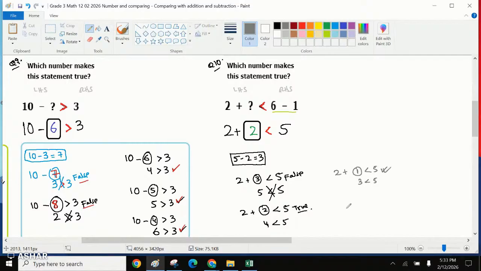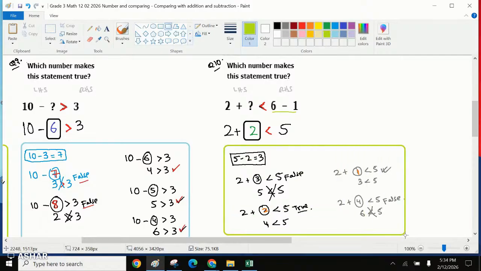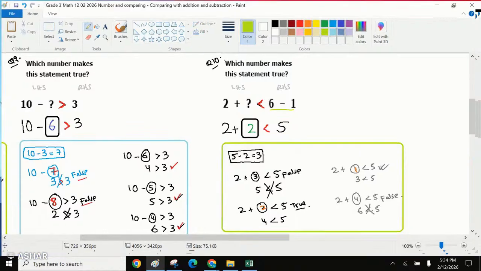Agreed? But if I take a number that is greater than 3, 2 plus 4 should be less than 5. Is it true? 2 plus 4 is 6. 6 is not less than 5. Then this is a false statement, right? So we had two possibilities for the answers. You could have written 2 or a 1. So whichever you consider to be the correct answer, you give that as the answer. Okay? Because this is an open-ended question. An open-ended question will give you a choice to select your answer.